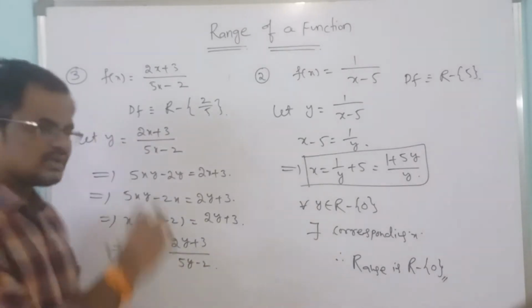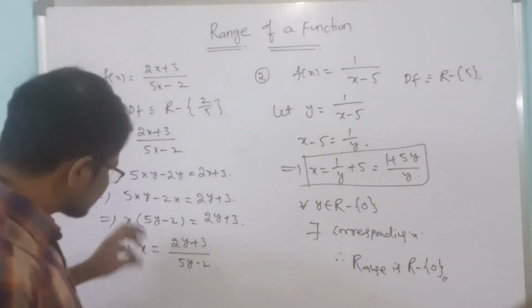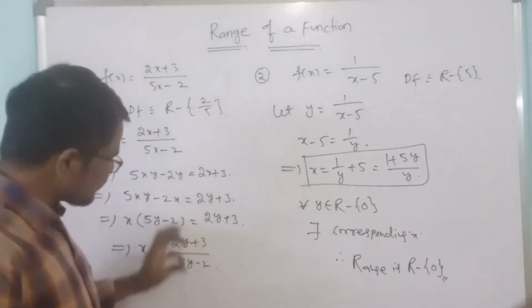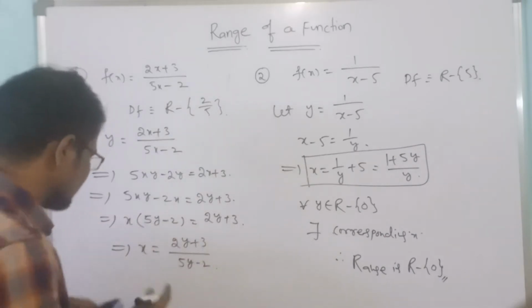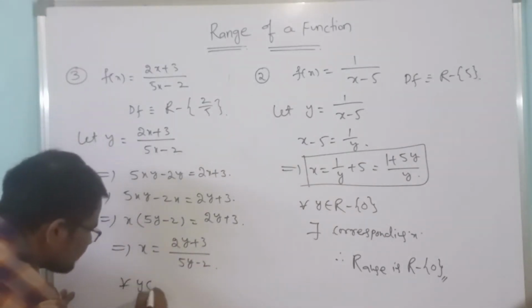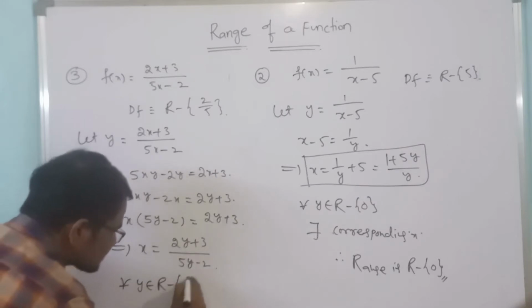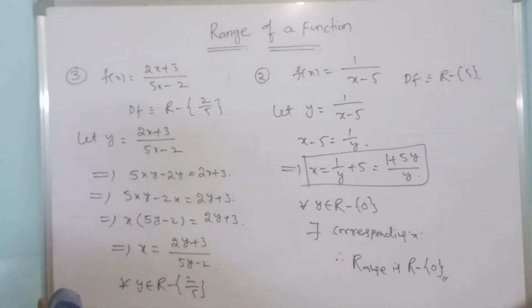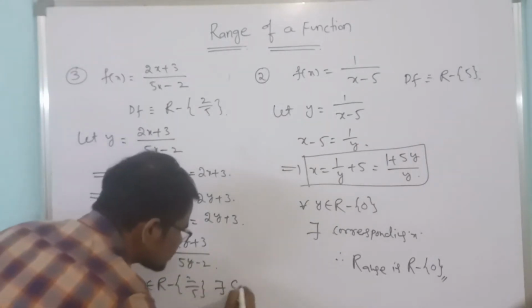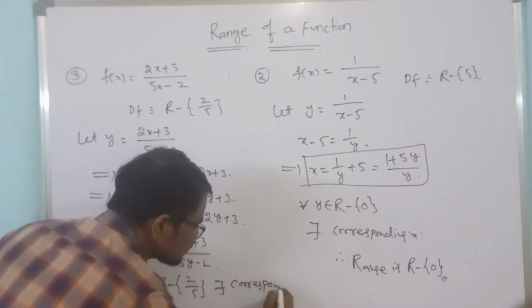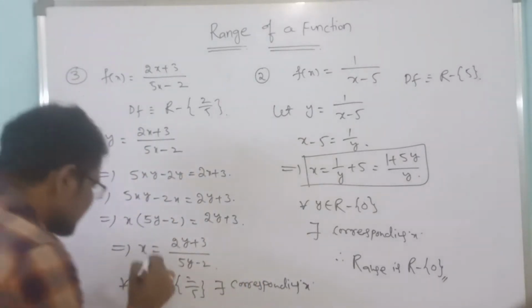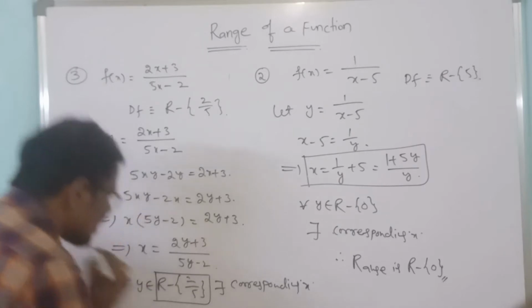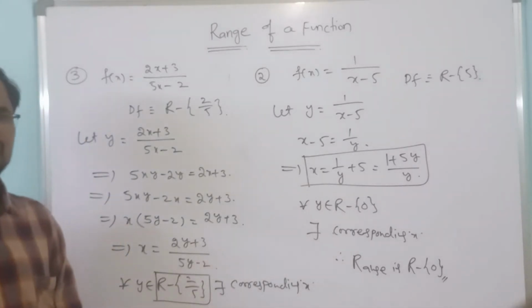Now once you observe this function, this is x in terms of y. So what are the values that exist for this function? That one we have to identify. Here, for all y belongs to R except 2 by 5, there exist corresponding x values. So that's why the range of the function is R minus 2 by 5.